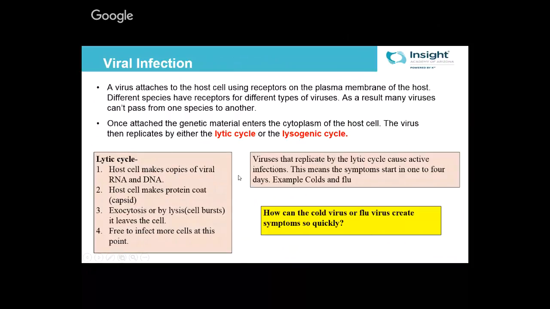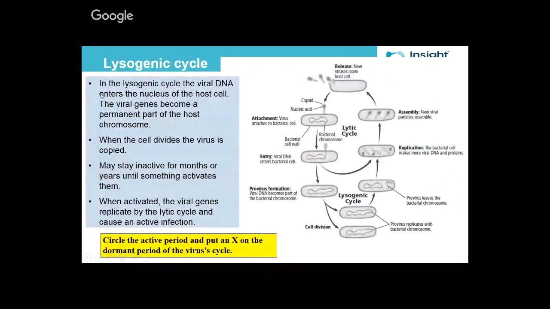Let's see. The next is the lysogenic cycle, and in this cycle, the viral DNA enters the nucleus of the host cell. The viral genes become a permanent part of the host chromosome, so it's already there. And when the cell divides, the virus is copied. This may stay inactive for months or years until something activates them. Different viruses are activated by different things. So when activated, the viral gene replicates by the lytic cycle and causes an active infection.